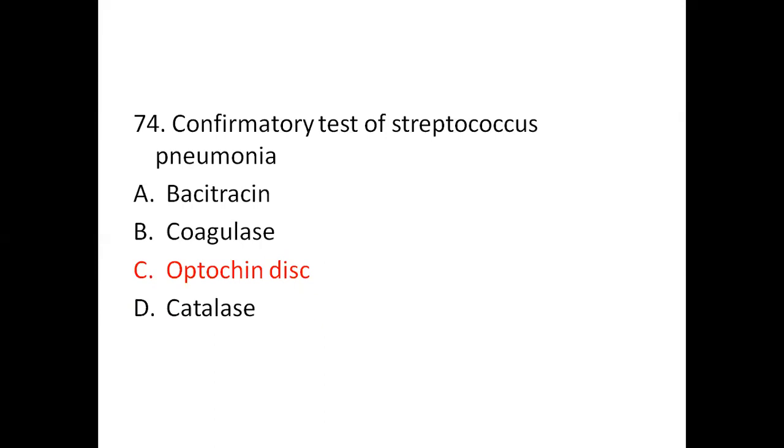Next question. Confirmatory test of Streptococcus pneumoniae. Option A, bacitracin. Option B, coagulase. Option C, optochin disc. Option D, catalase. So the right answer is option C, that is optochin disc test.